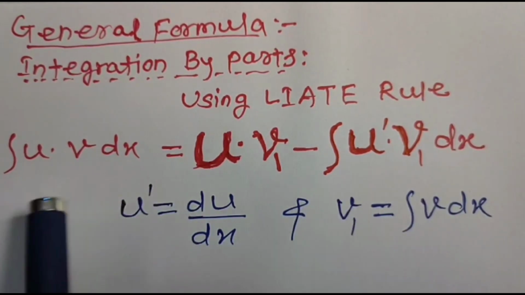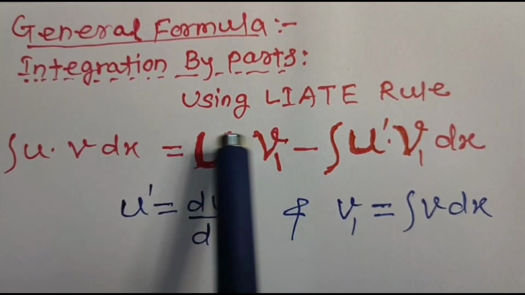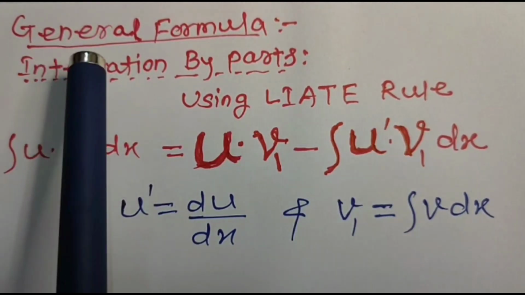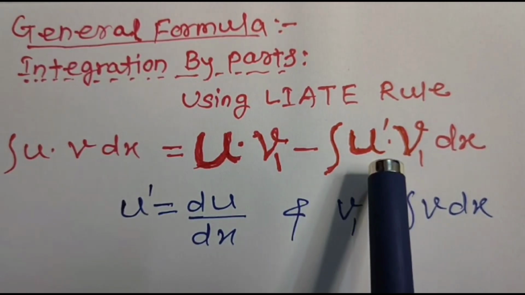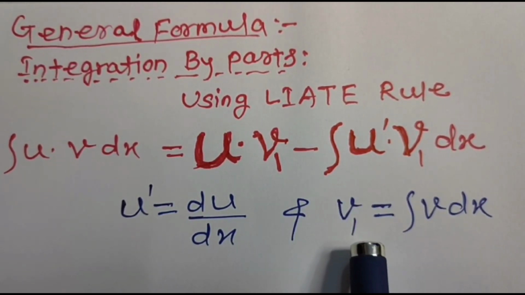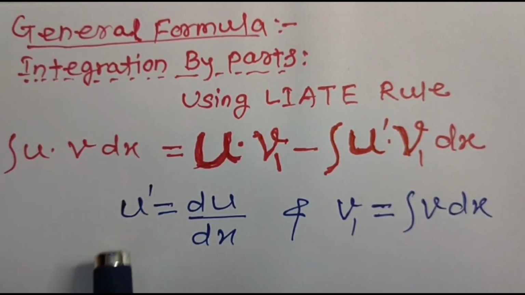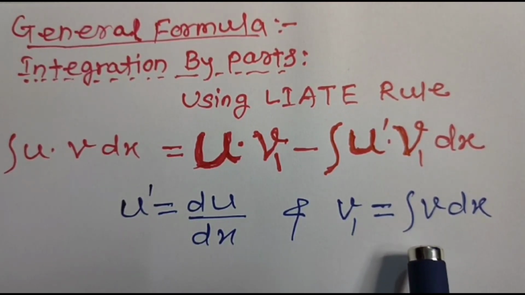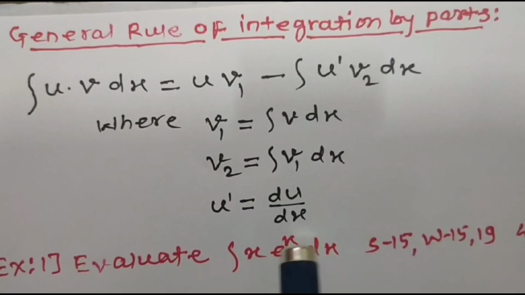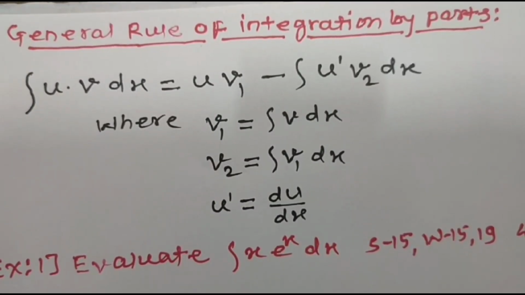This is the formula for integration by parts using the LIATE rule, and this formula is known as the general formula, where dashes denote derivatives and suffixes denote integration. So u dash is nothing but the derivative of u with respect to x, and v1 is nothing but the integral of v with respect to x. Using either the special formula or this general formula, we have to solve problems.